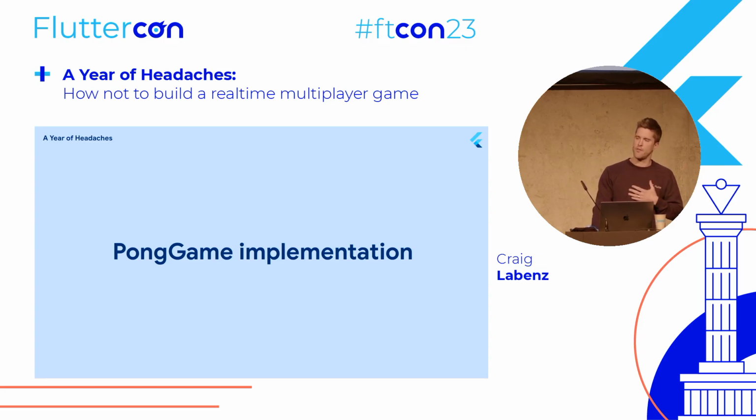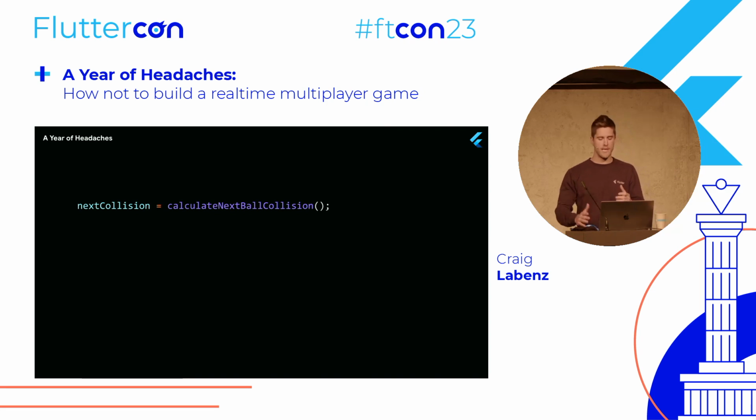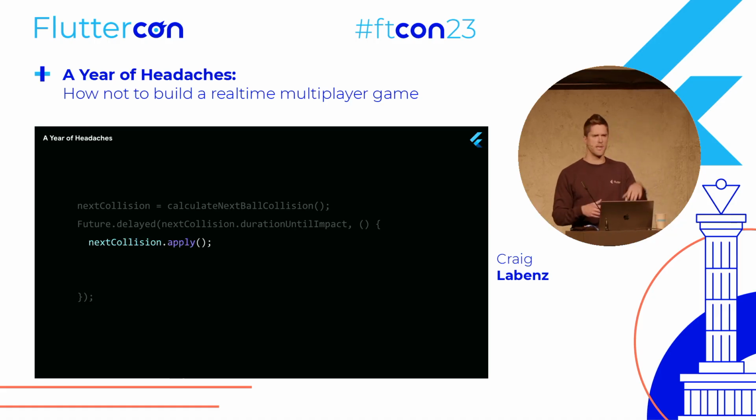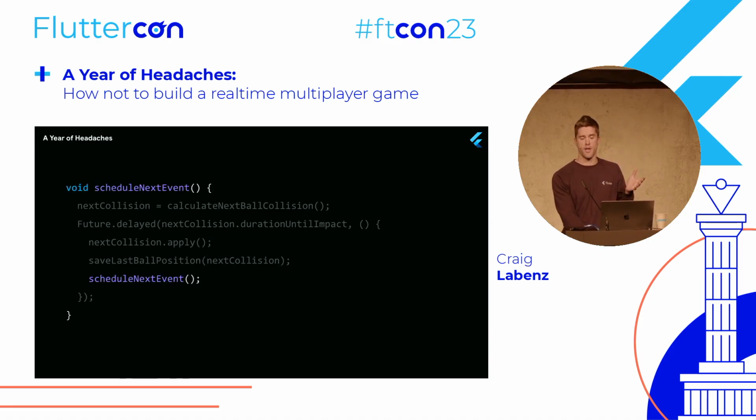So this was the pseudocode that I came up with for the server-side game loop. So we calculate the ball's next position, and then we go to sleep until we expect that collision. I think I said position a second ago, I meant collision. We go to sleep until we expect that collision to happen. Then we wake up and we apply that collision to the game state. So we bounce, we change the ball's movement vector, all that kind of good stuff. We cache the ball's location, and then we do it all over again. So this is the kind of first draft of the server-side game loop that I had.